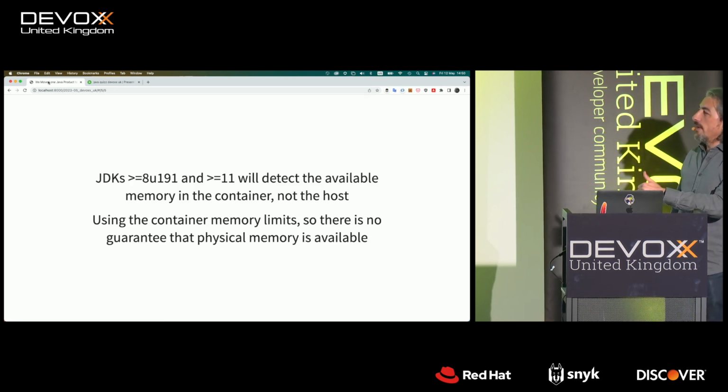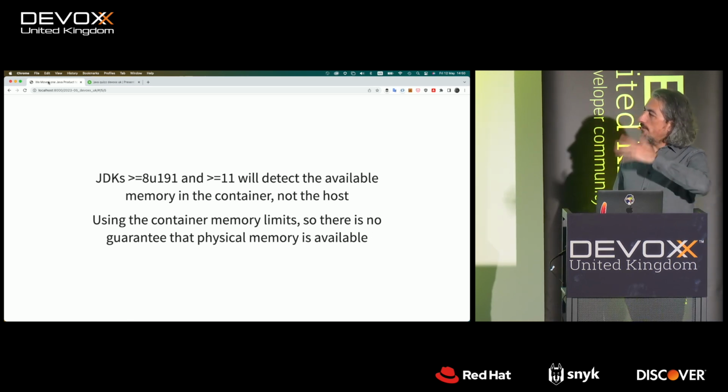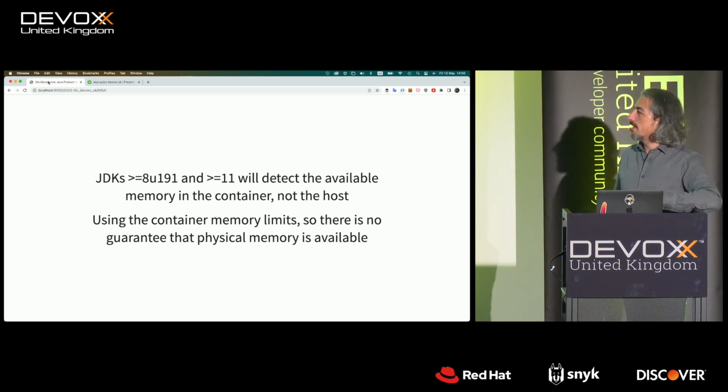So on any recent JDK, which is over one of a few years ago, JDK 8 and JDK 11, Java will detect the memory in the container, not the host. So that was an improvement. Before that, it would look at the host and say, oh, the host has 128 gigs of memory, I'm going to try to use a lot of it and ignore the container limits. So that was an improvement, and it uses the container memory limit. So there's no guarantee that you're going to have that physical memory available. So you've got to be careful with what you do.